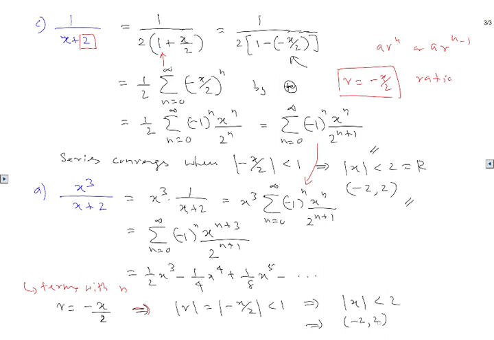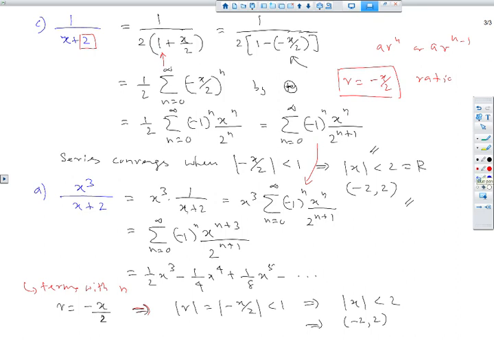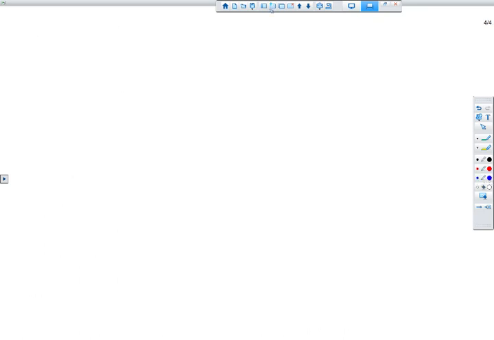That means even if you multiply by x^3, it did not change the interval of convergence or the radius of convergence. Okay, so let's do one last example. This is the last one of this type, so this might be helpful for the homework.